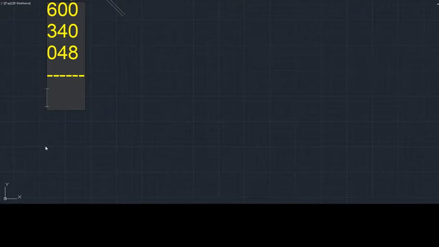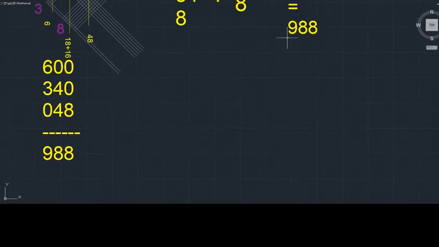So in that last column, the one on the right, we get 8. In the second column, we get 8. And we get 9 in this first column, 6 plus 3. Providing us, again, with the same answer in both.